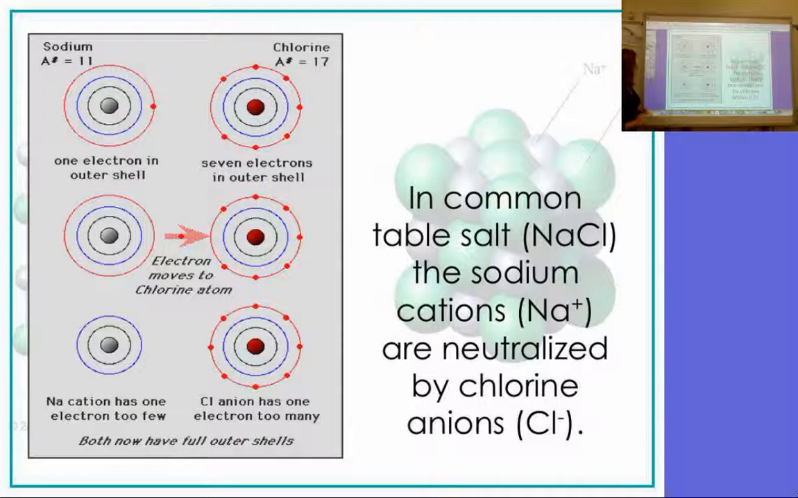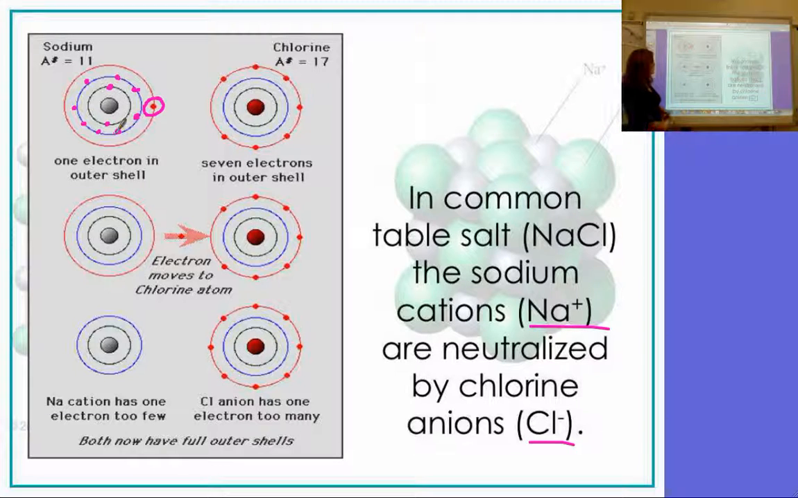This is a little more simplified diagram of exactly what happens. In common table salt, the sodium cation, we now know as Na1+, is neutralized by the chlorine anions, we now know as chlorine 1-. Sodium likes to give away one electron, chlorine likes to gain an electron. So here's my sodium with its 1 valence electron, and here's chlorine with its 7 valence electrons. Again, this is simplified. It doesn't show you all of the inner electrons, because sodium would have 2 on this inner ring and 8 on the blue middle ring. We're just looking at the valence electrons right now.